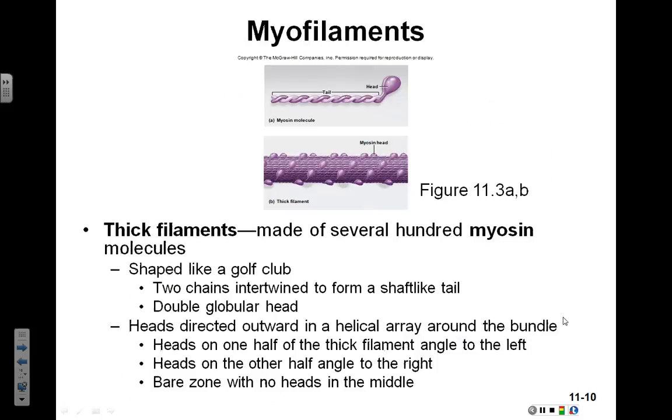So here are your thick filaments. What color are thick filaments? Let's see if y'all are paying attention now. What color are thick filaments? I wrote it on the board. They're purple, right? What do you call them? What do you call your thick filaments? The A bands. The A bands.